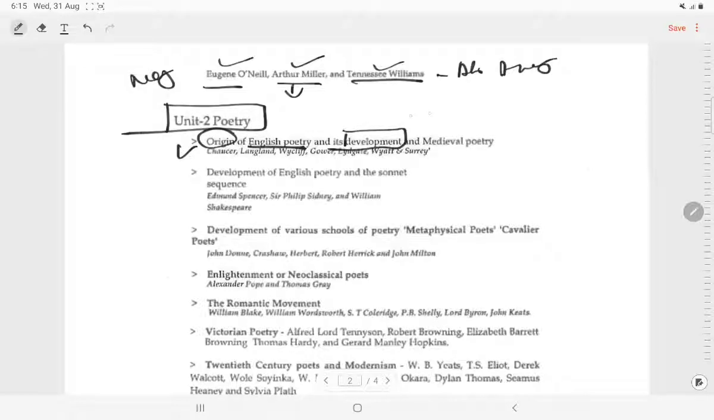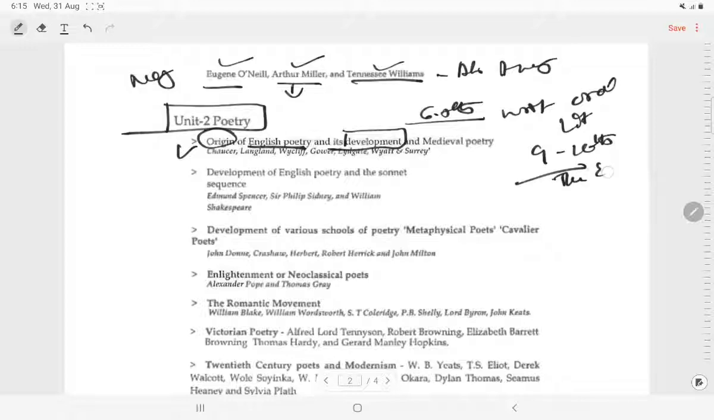Actually, it began in the 6th and 7th century. Later it was developed as written literature, but earlier it was oral literature. In the 9th and 10th century, we came to know the first English poems and epics like Beowulf, Brut, and some others. We have to study all those poems briefly, especially facts about them. That is the origin and development of English poetry.